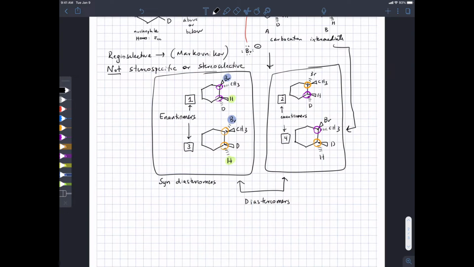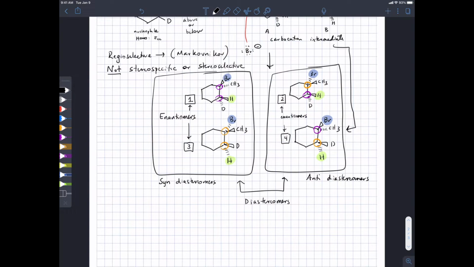In contrast, over on the right, you can see that the Br and the H end up on opposite sides of the molecule relative to the way it was in the original double bond. And so we will call these anti-products or anti-diastereomers. And for this hydrohalogenation reaction, there is no selectivity for anti versus syn. You get both.